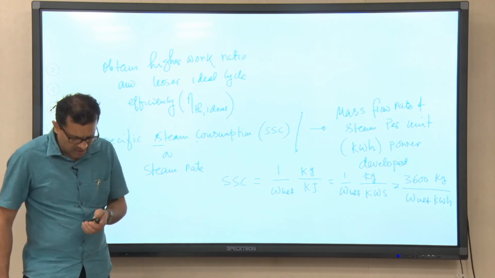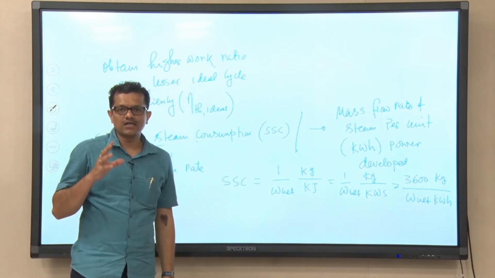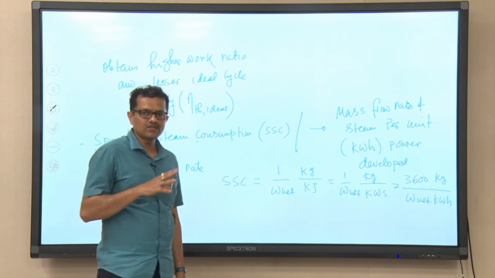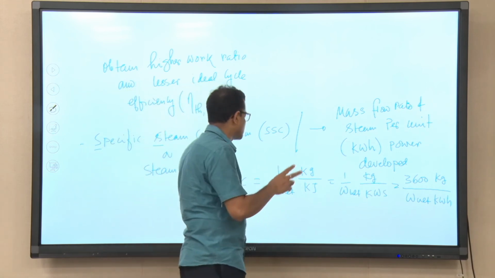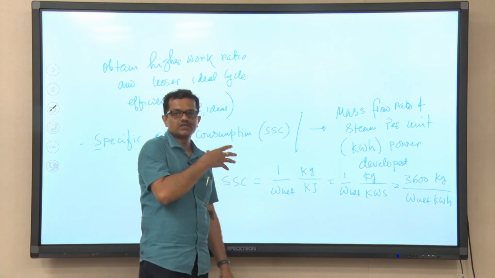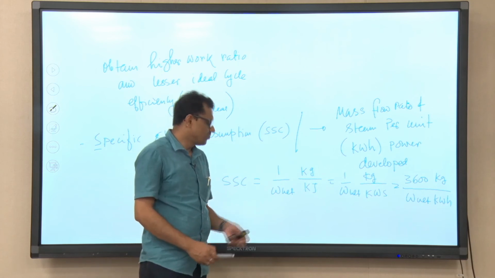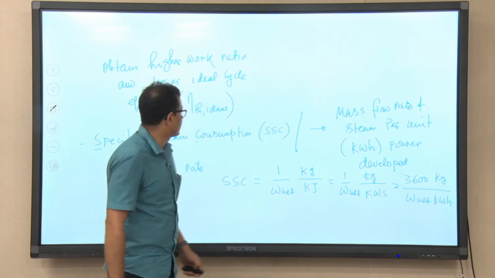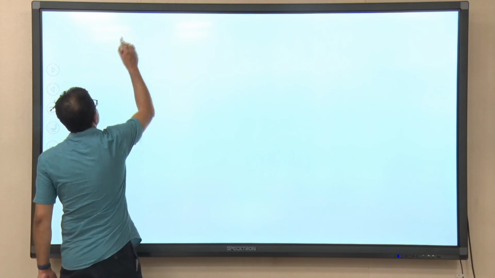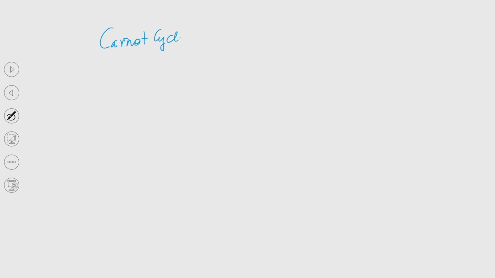Now, very quickly we will discuss, at least we have discussed work ratio and efficiencies, and we have understood that there are two indices, work ratio and SSC, specific steam consumption, which govern both the capital cost as well as the operational cost. Okay. Now, we shall quickly discuss the Carnot cycle. As I said, this Carnot cycle, to be precise, Carnot vapor cycle.